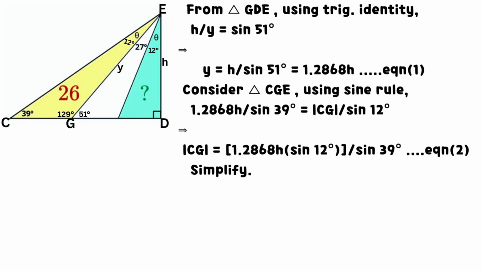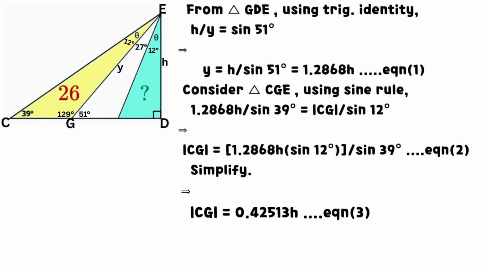Consider triangle CGE using sine rule. 1.2868 times H, all divided by sine 39 degrees, equals line CG divided by sine 12 degrees. Hence, line CG equals 1.2868 times H multiplied by sine 12 degrees, all divided by sine 39 degrees. We call it equation 2.